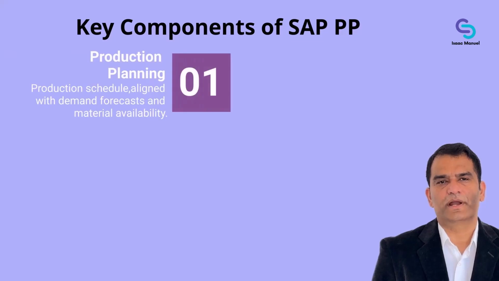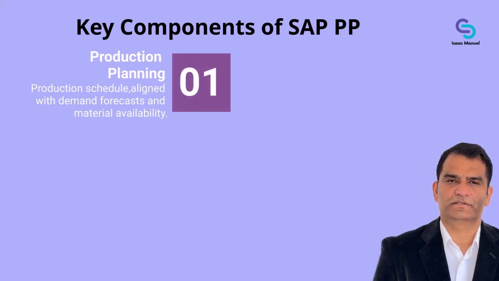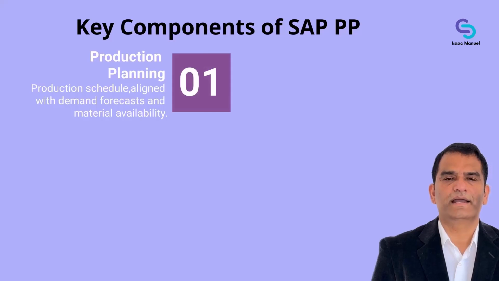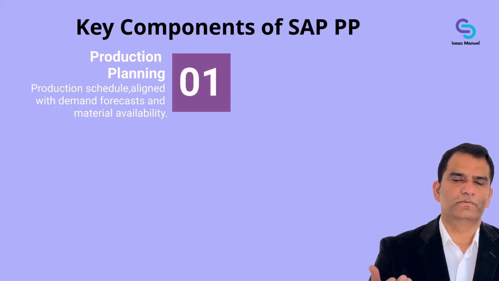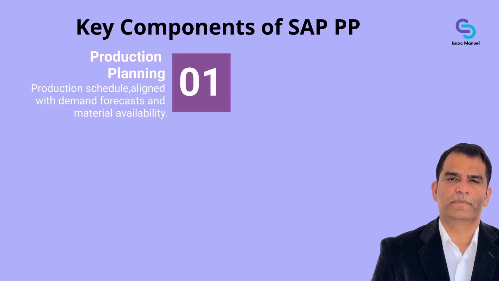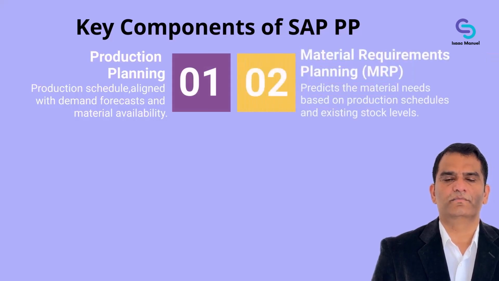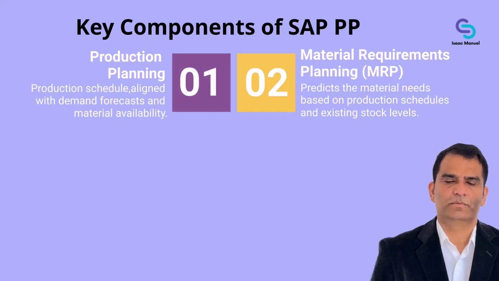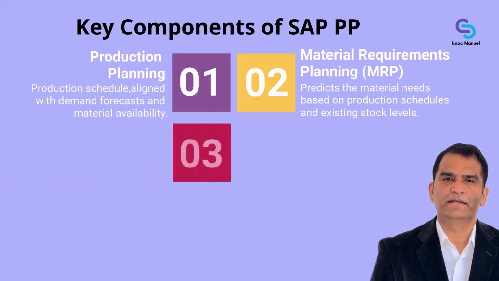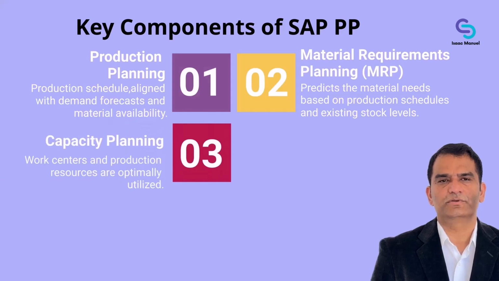Let's examine the key components of SAP ERP production planning. It begins with production planning, which establishes the production schedule by aligning production processes with demand forecasts and material availability. Material requirements planning comes next, forecasting material requirements based on production schedules and existing stock levels. MRP ensures the right materials are available at the right time, automating procurement processes. Capacity planning ensures work centers and production resources are available and optimally utilized to meet production targets.